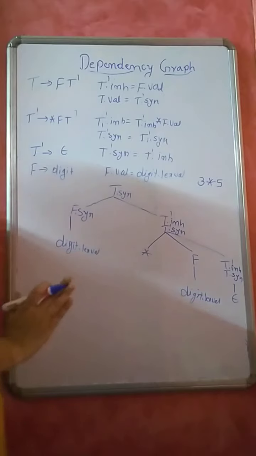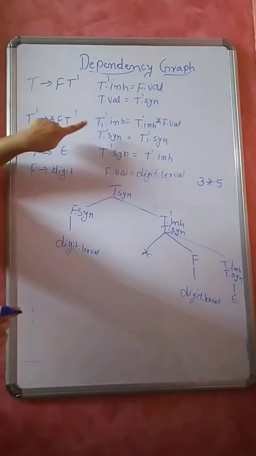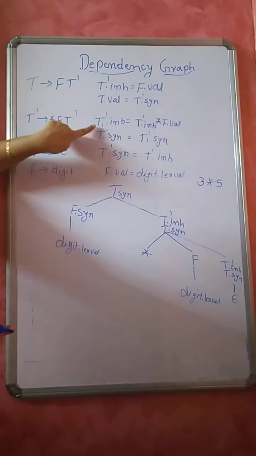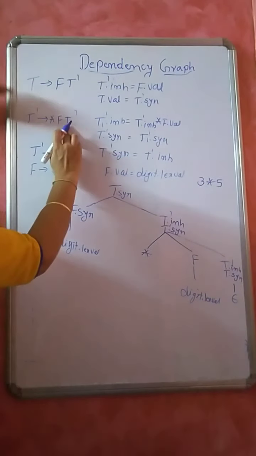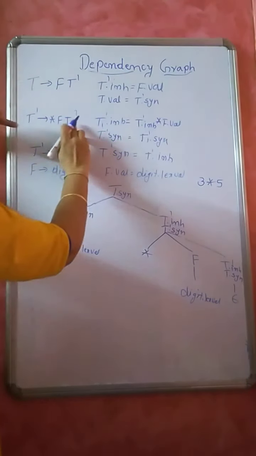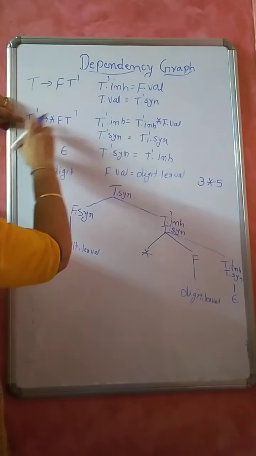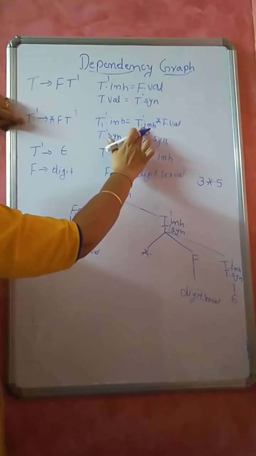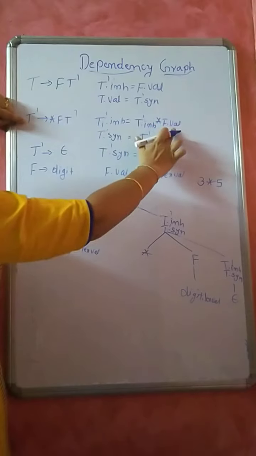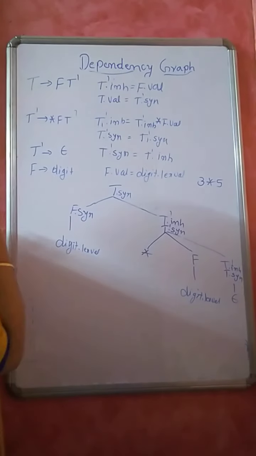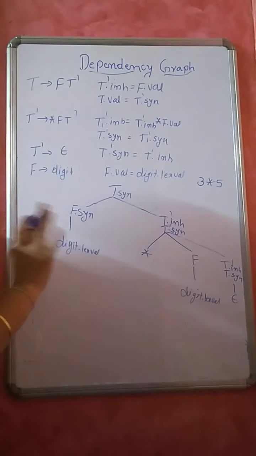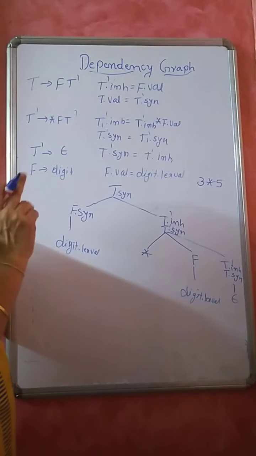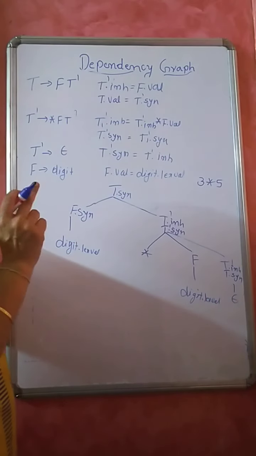But it is the same non-terminal only, just to differentiate that it is at the body of the production and it is at the head of the production. See here, this T dash is at the body of the production. Its value depends on what? The head of the production, that is T dash inherited star F dot value. So just to differentiate that one, you have taken the subscript, that's it. Otherwise there is no difference between the T1 dash and the T dash. So both are the same.